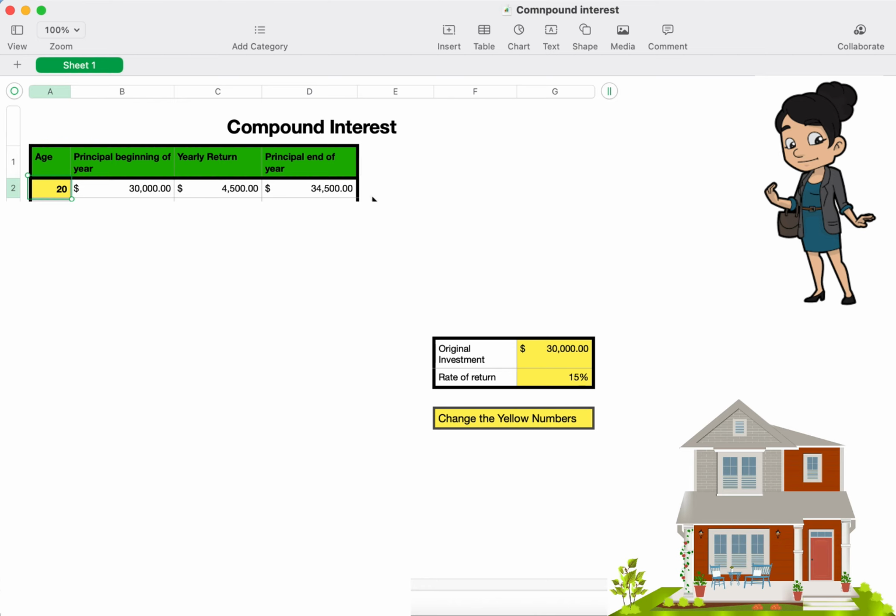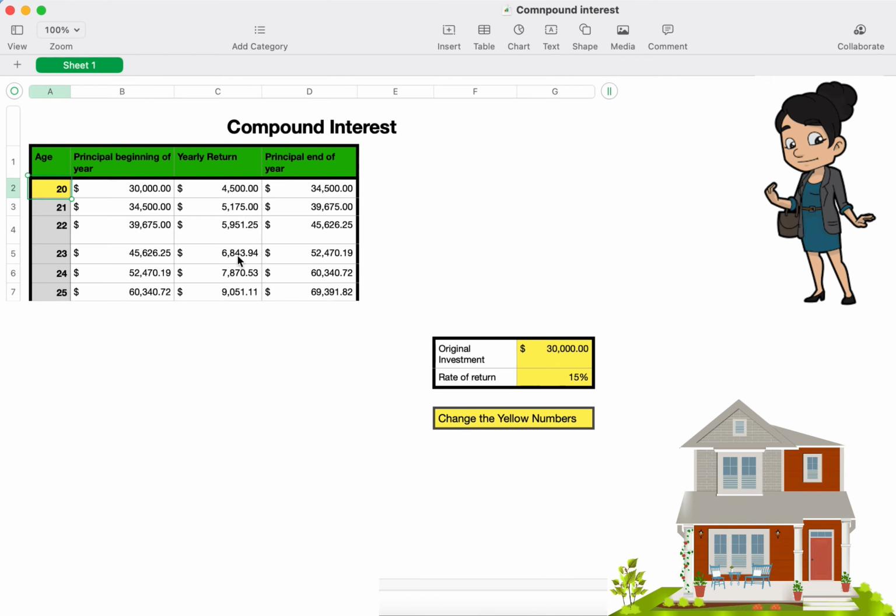So the next year, instead of making $4,500, she's making $5,100 and change. And then the next year again, it keeps going up and keeps going up. Her rate of return is the same. And this is compound interest. It means that the rate of return, even though it's the same each year, is going up off of not the original investment, but on the original investment plus the accrued interest or accrued income.